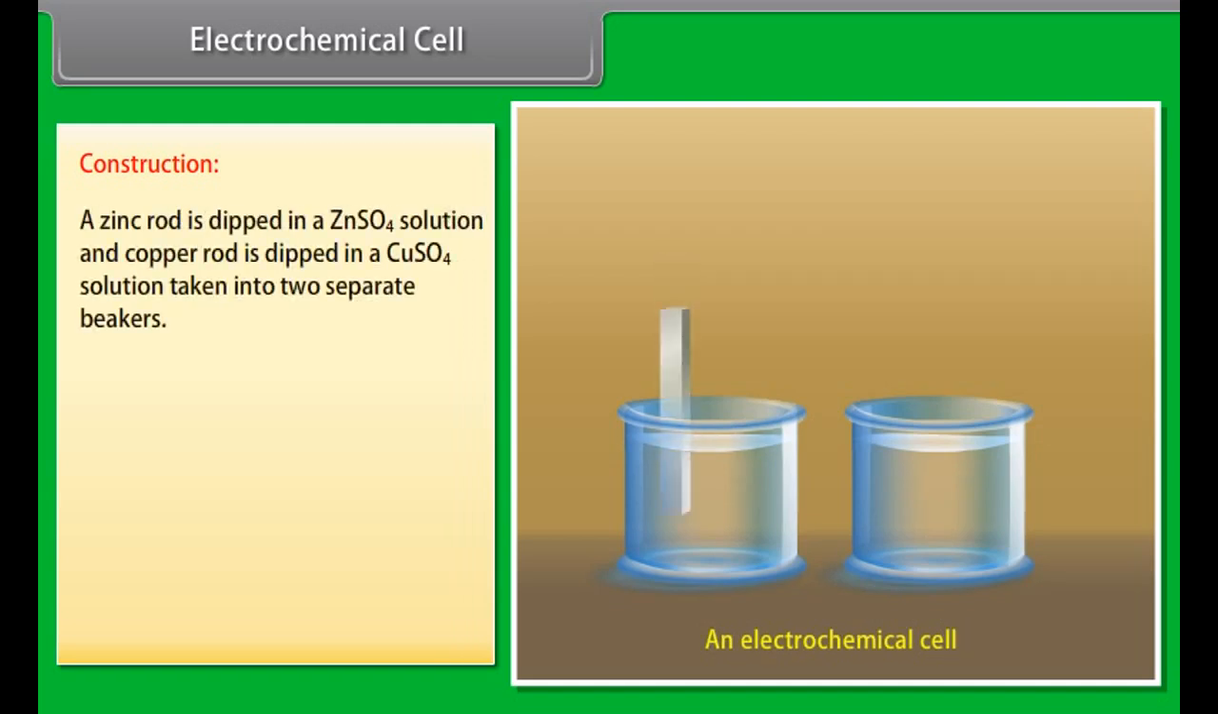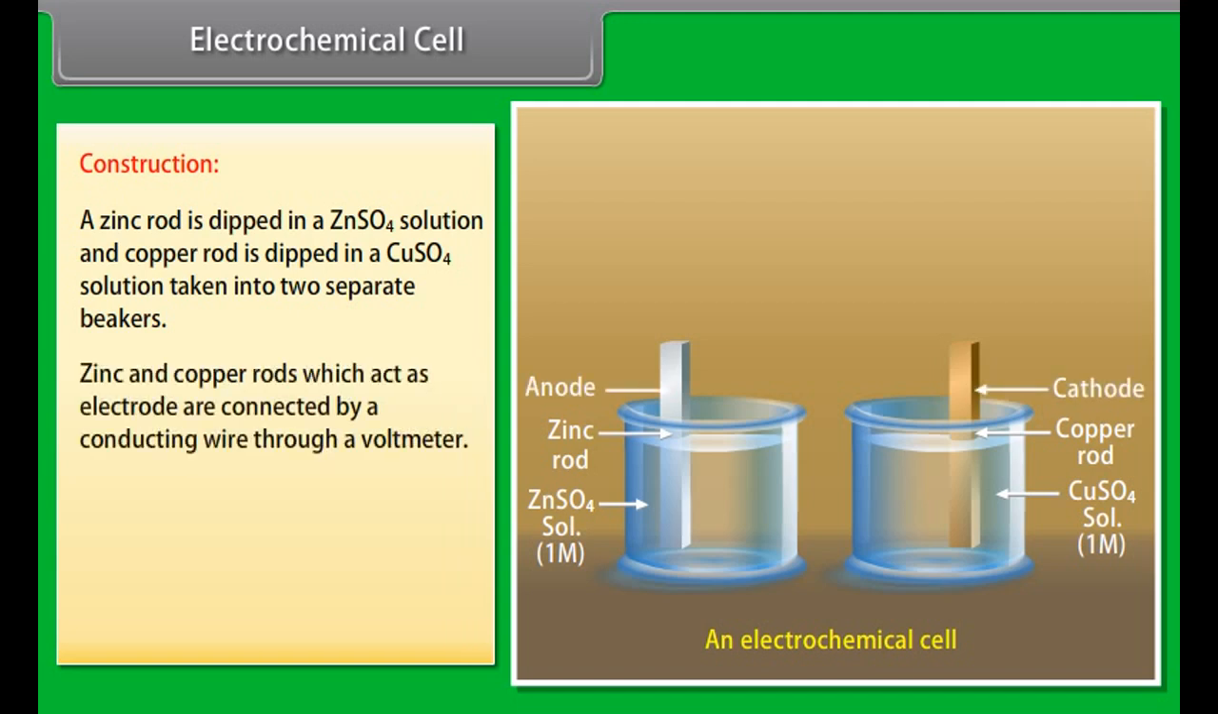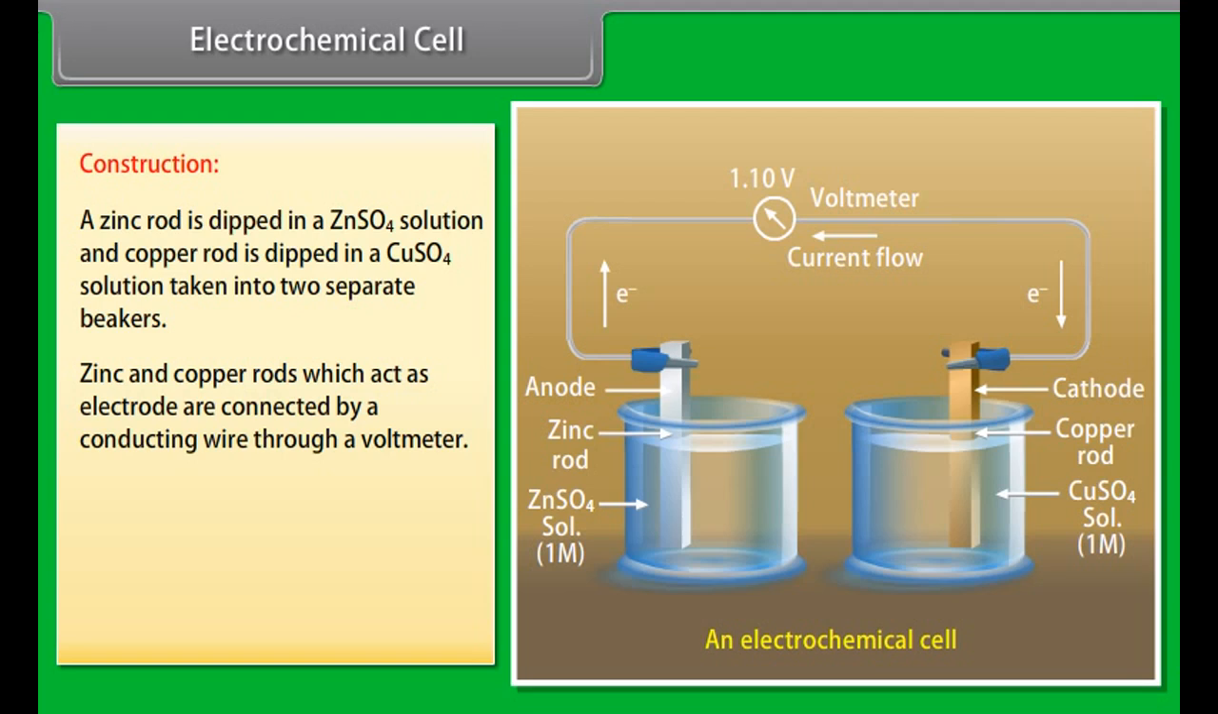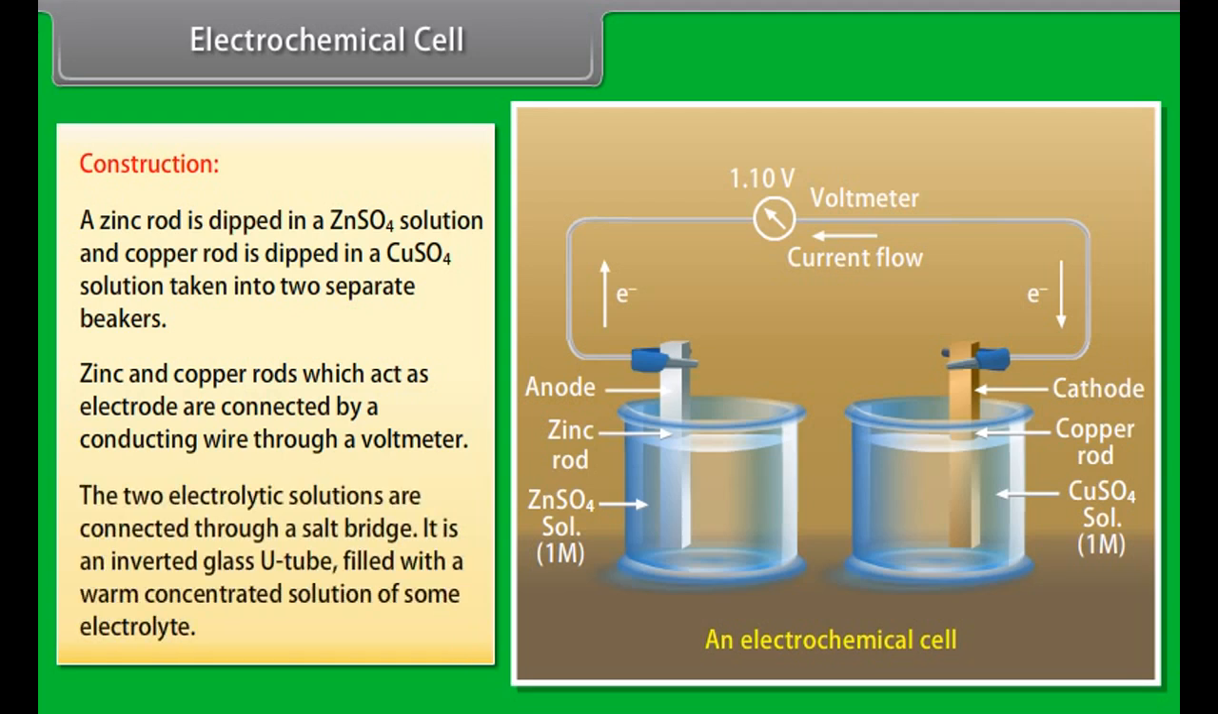Construction. A zinc rod is dipped in a ZnSO4 solution, and copper rod is dipped in a CuSO4 solution taken into two separate beakers. Zinc and copper rods, which act as electrodes, are connected by a conducting wire through a voltmeter. The two electrolyte solutions are connected through a salt bridge. It is an inverted glass U-tube filled with a warm concentrated solution of some electrolyte.